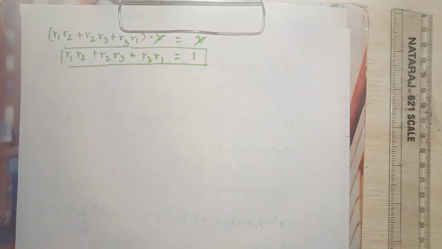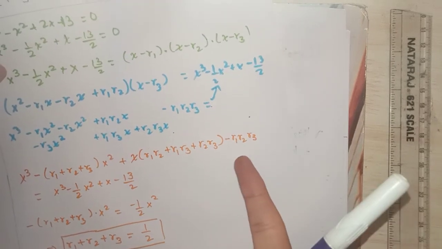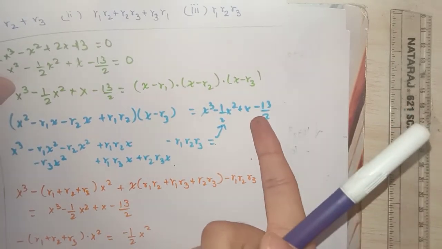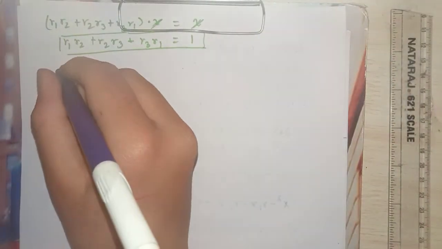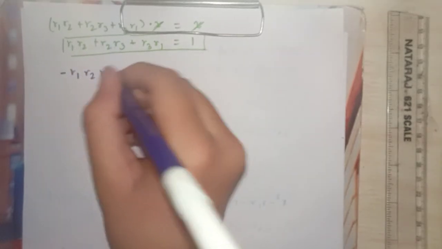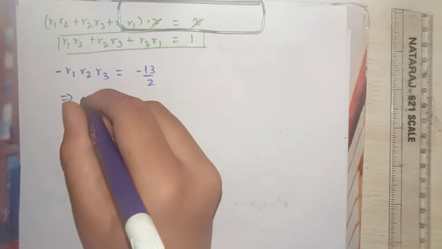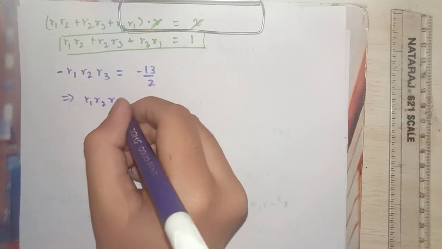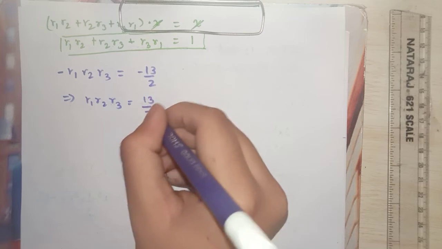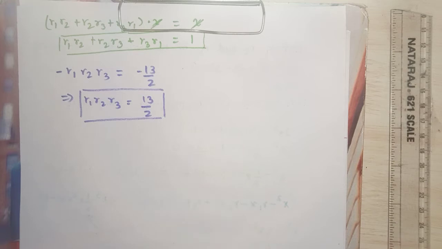Next, let us solve for the product of roots. So we were left with negative r1 r2 r3 somewhere here, that equals negative 13 by 2, the constant terms. We can divide both the sides by negative 1. We are left with r1 r2 r3 equals 13 halves. And we are done for the third part of the question as well.